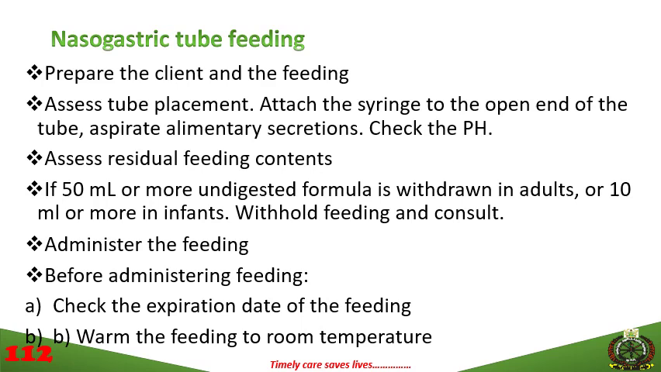Before you feed the patient through the NG tube, you must always assess residual feeding content. It's very important. Is there leftover in the patient's stomach? Maybe there is no motility, so the patient is not digesting what you are feeding, and everything keeps sitting in the patient's intestines. The patient may develop a serious complication and die. So before you feed, always aspirate. If it's 50 mls or more for an adult, or 10 mls for an infant, do not feed. Consult the doctor or the nurse in charge before you continue the feeding. So before you feed, always connect the syringe and aspirate.